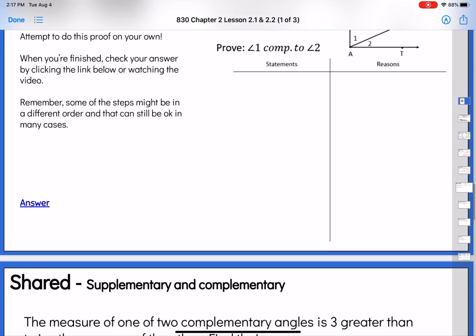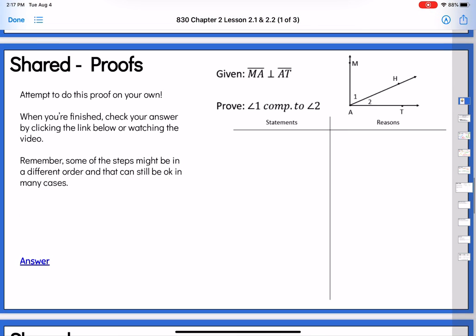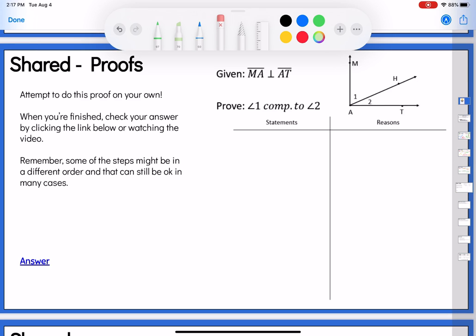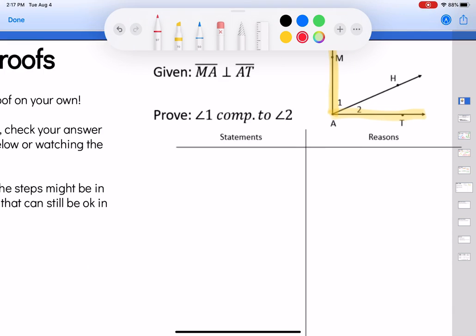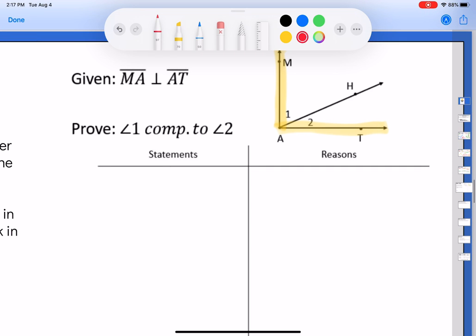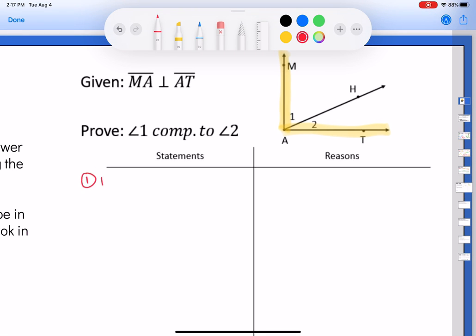Okay, so in this proof, we are given that segment MA is perpendicular to segment AT. I'm trying to prove that angle 1 is complementary to angle 2. So I'm going to start with my given here. I'm going to zoom in a little bit. Step 1: segment MA is perpendicular to segment AT. Given.